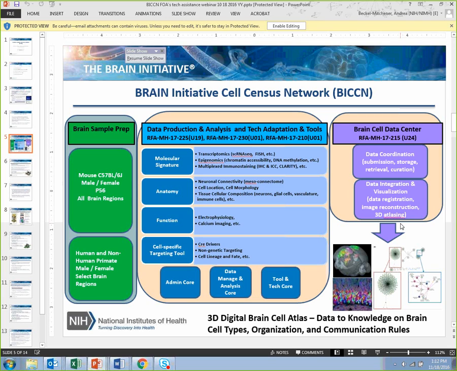The NIH expects that BICCN will operate as a cooperative network to promote collaboration and coordination with any research entities that have similar goals. A major deliverable in 5 years will be a comprehensive mouse brain cell atlas with data and knowledge on the brain cell type, organization, and communication rules.